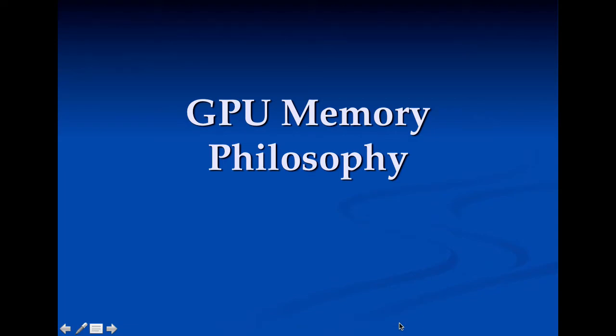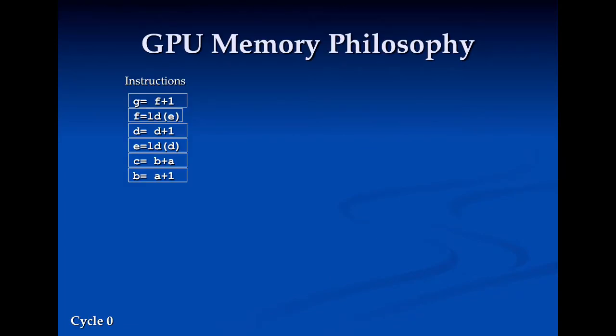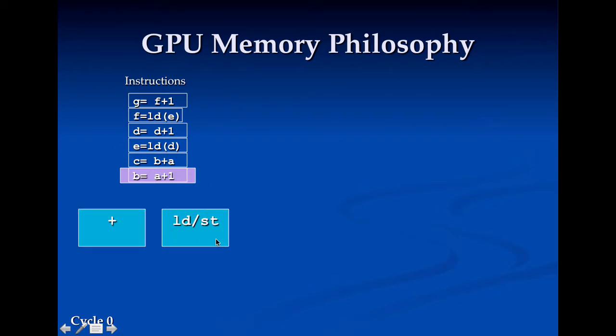Now let's talk about the GPU's memory philosophy. So we're going to have the same program here that we had for the CPU, but the GPU doesn't have all this fancy hardware to analyze instructions and figure out what we can do out of order. So it's just going to look at the next instruction and execute it. And it's got multiple functional units, but since it can't analyze instructions to see what it can do in parallel, it can't really run a lot of them in parallel.